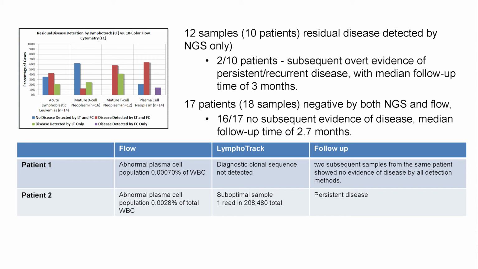So in the 2 subsequent samples from the same patient, we had absolutely no evidence of disease. The patient was all donor. This was a transplanted patient. So this was a false positive by flow cytometry. So the patient is now being followed with only the NGS assay.